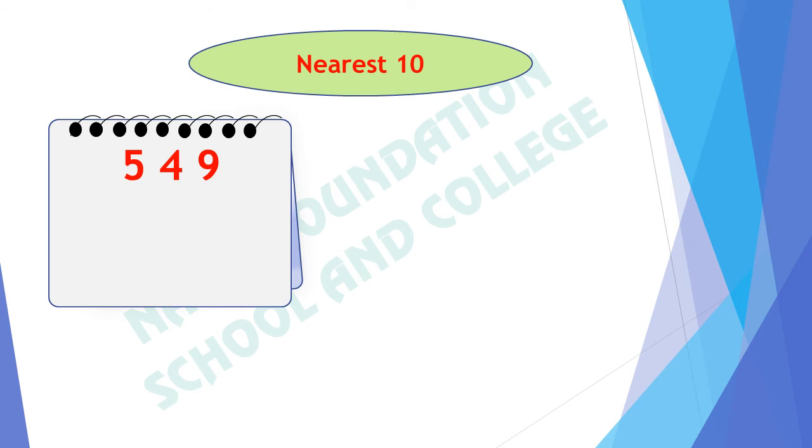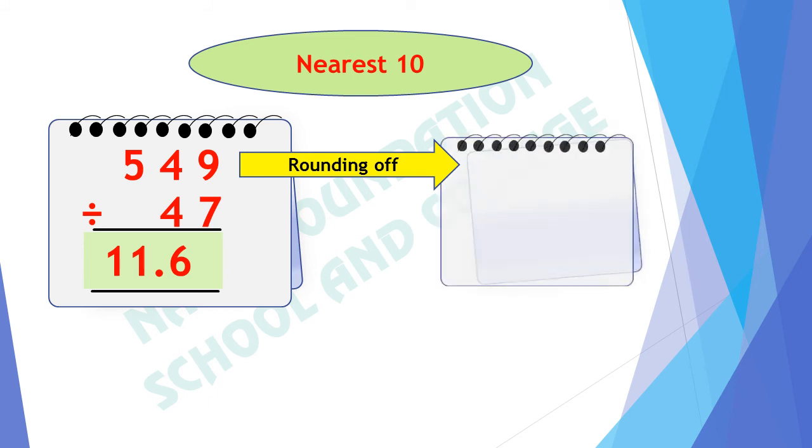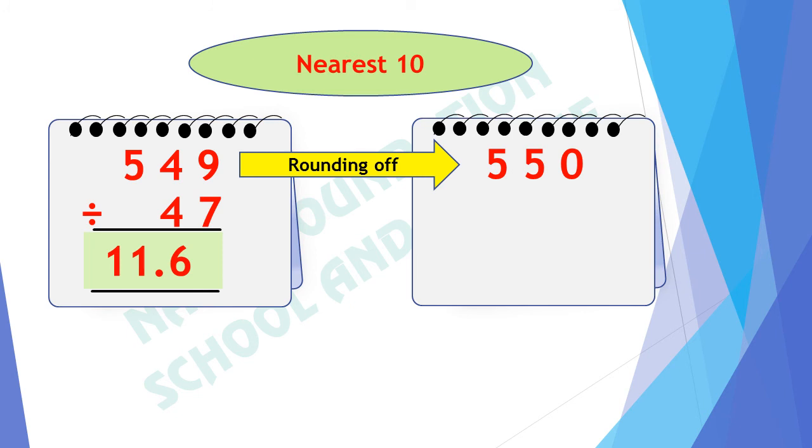Here we have the number 549 and we will divide it by 47. We get the answer 11.6. This example requires mental and pencil calculation. If we round off this number 549 to the nearest 10, we will consider the digit in units place. In units place there is 9 and 9 is greater than 5. It means the digit 4 will be rounded up. It will become 550. In place of 9 we will place 0.